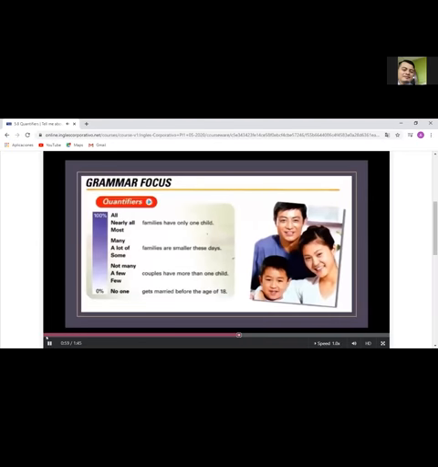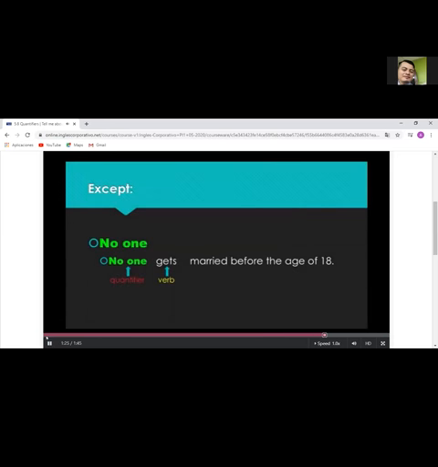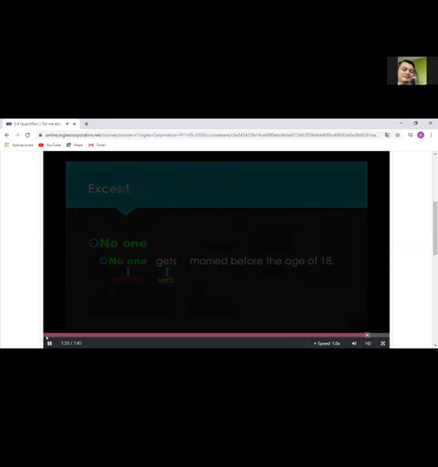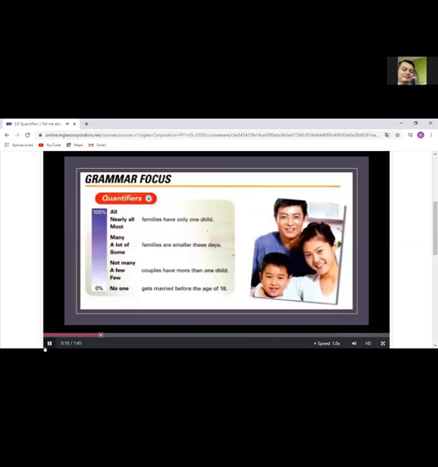Notice how these quantifiers have an estimated percentage. If you want to make reference to 100%, you may say all. And then you work down the scale depending on the percentage you want to refer to. Follow me in this example. Nearly all women work nowadays. Nearly all, quantifier. Women, plural noun. So in other words, all quantifiers come before plural nouns, except no one. No one gets married before the age of 18. No one, quantifier, gets the verb. As a tip, ask your teacher to remind you about count nouns so you are able to use these quantifiers. Type in two examples using any quantifier you want. All families have only one child.